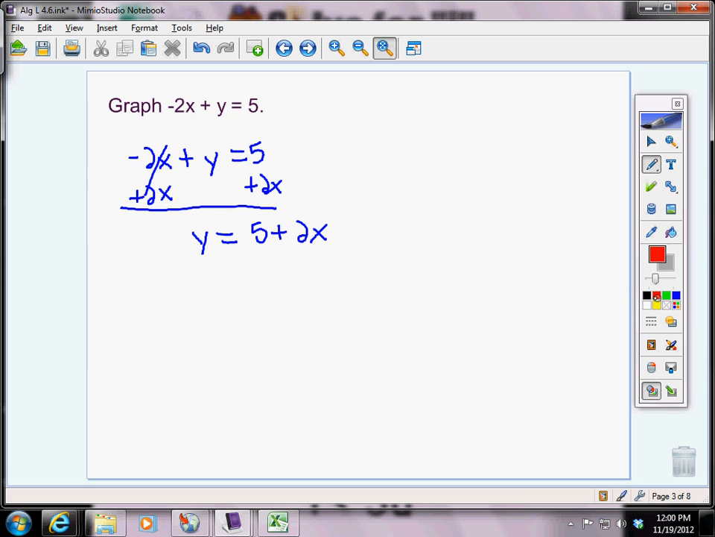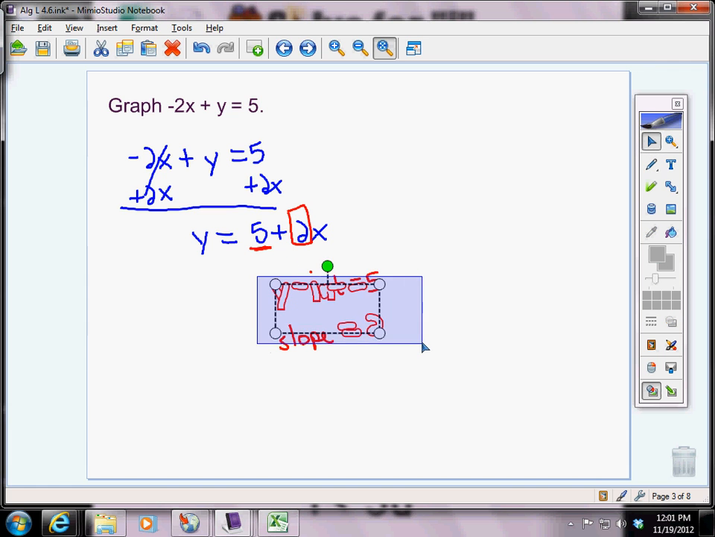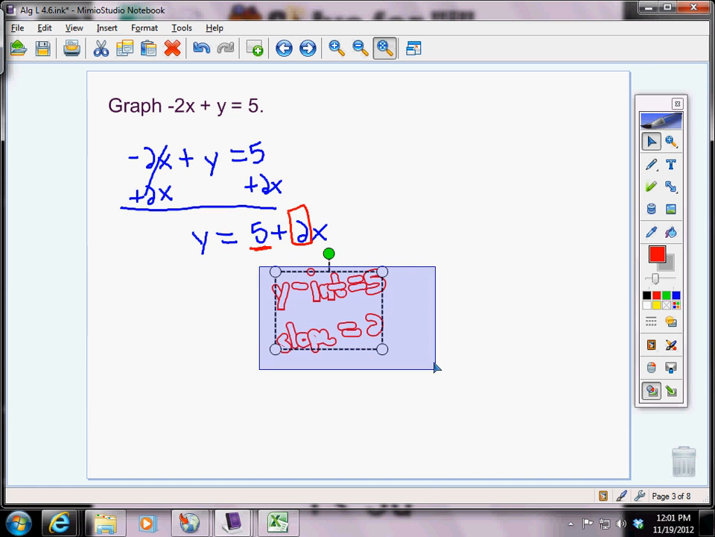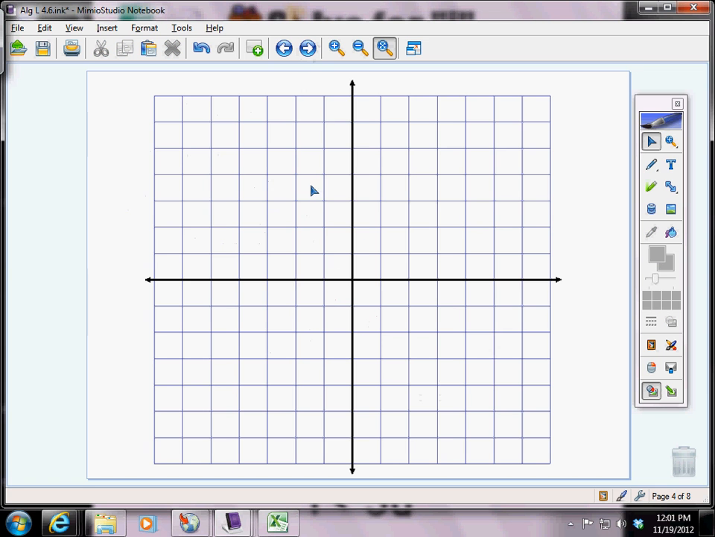Now if we identify our slope and our y-intercept, the y-intercept here is 5. And our slope equals 2. Remember, our slope is just the coefficient of x, just what's attached to the x, and our y-intercept is the number being added or subtracted. Now, let's take this information and see how we can graph with it.